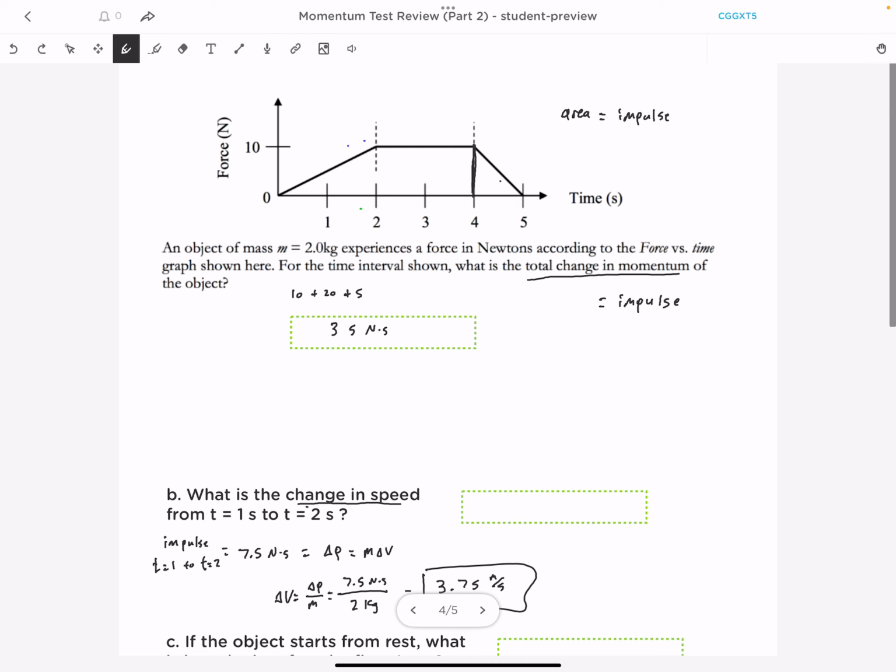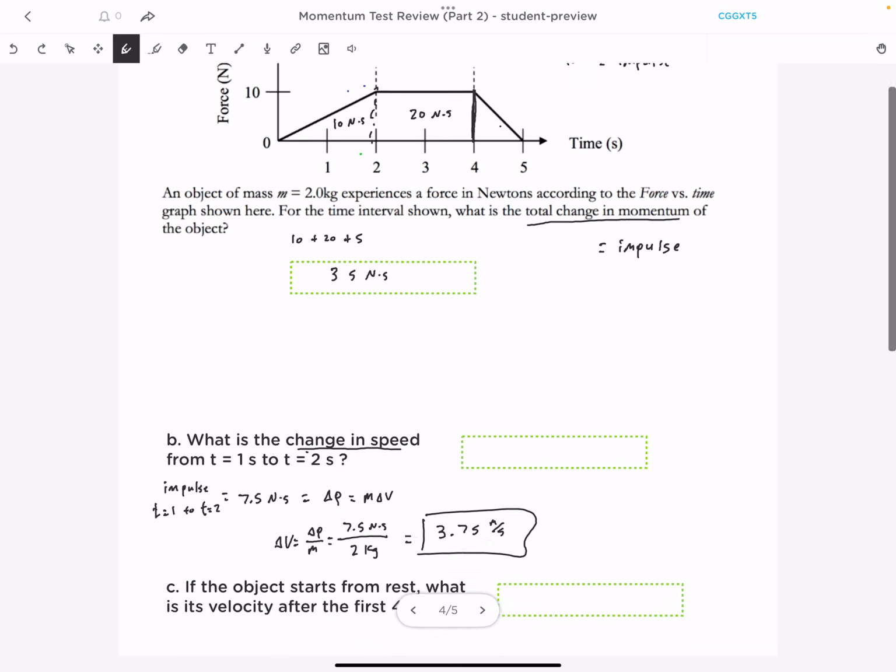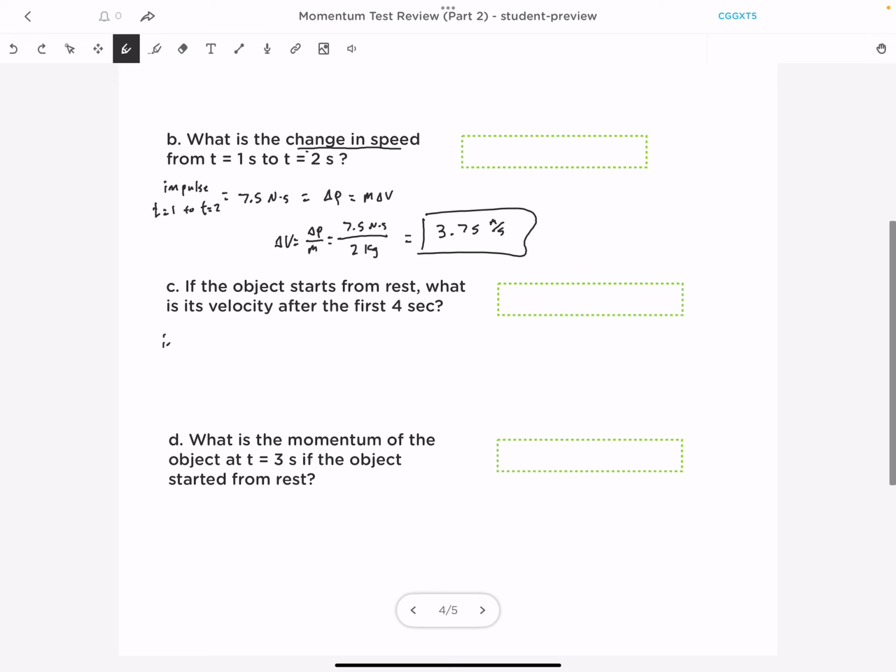From previously, we know this area here for this triangle is going to be equal to 10 Newton seconds, right? Because it's 1/2 base times height. This area here is 20 Newton seconds. So we have a total of 30 for the first 4 seconds, right? So the impulse from t equals 0 to t equals 4, we have 30 Newton seconds of impulse.